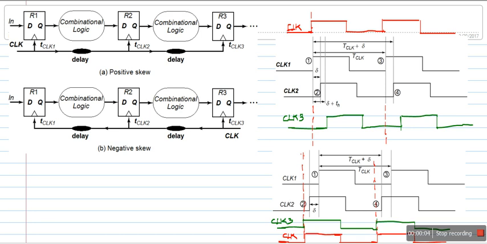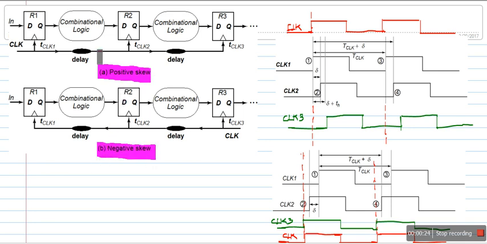In this lecture, you will understand the timing diagram of skew concepts. So in today's lecture, I am going to cover timing diagram for two concepts, namely positive skew and negative skew.